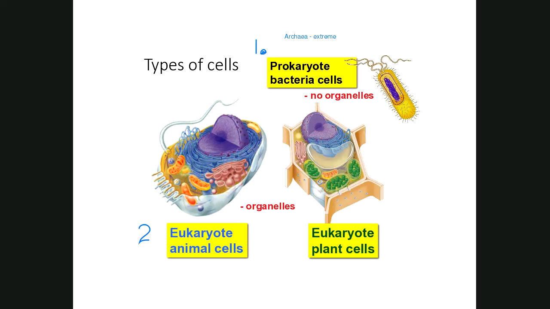Well, all cells have in common a cell membrane that surrounds the outside of them. All cells have in common ribosomes, even though those ribosomes may look a little bit different and may be slightly different from one cell type to another, they still have ribosomes, and all cells have DNA. So those are characteristics that all cells have in common.